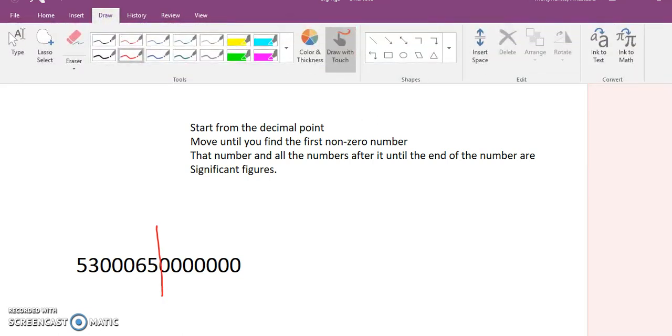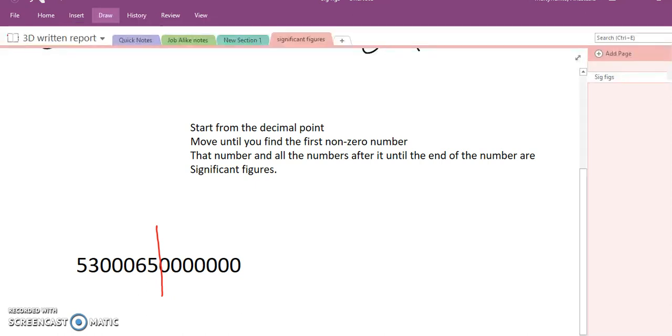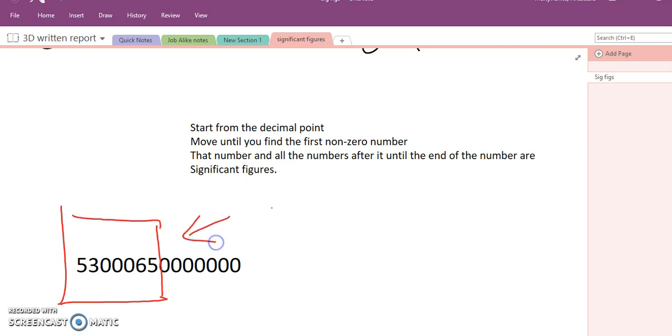This number and all the numbers after it, they are all significant figures, all of them. Does it matter that I have 3 zeros sandwiched in between? No, it does not. All of them are significant figures. These are all sig figs.